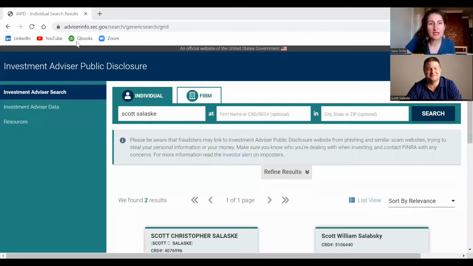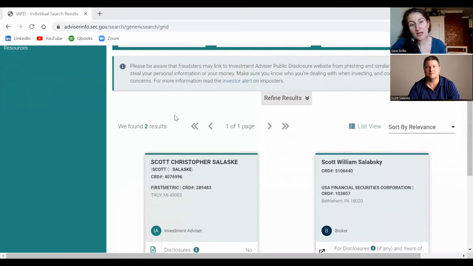So let's look here. We're going to actually just pull up Scott's ADV. If you go to the Investment Adviser Public Disclosure website, and this is free and it's accessible by anybody. You don't need a login to do this. So it's really easy. Okay, everybody, it's accessible. Here you can look, and let's type in Scott's name.